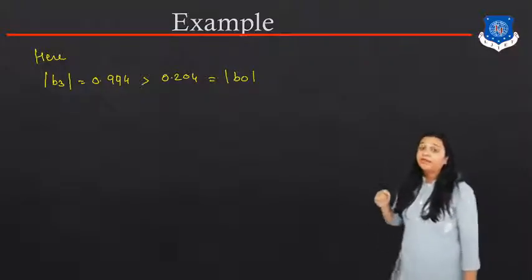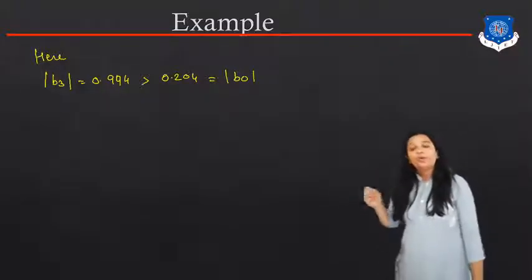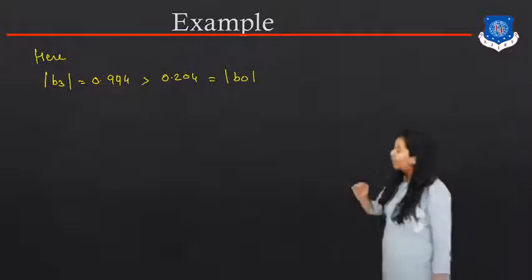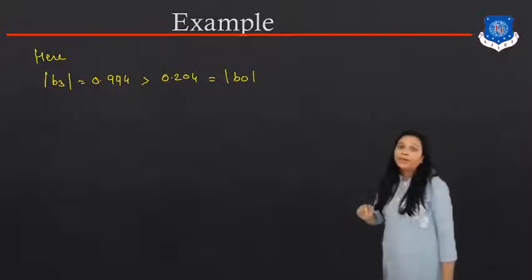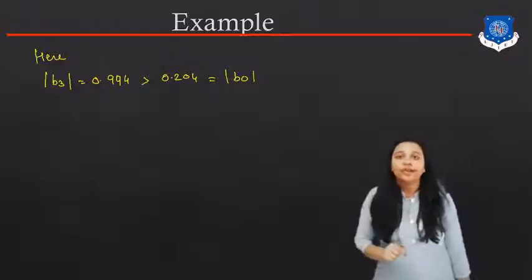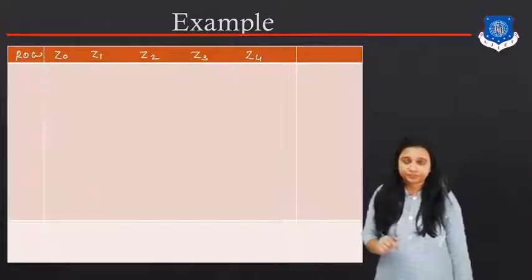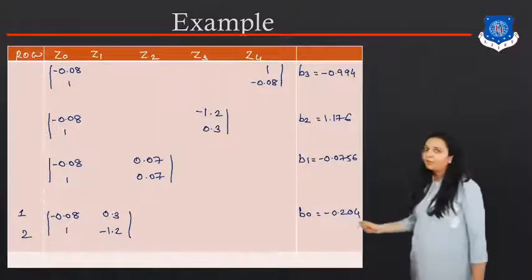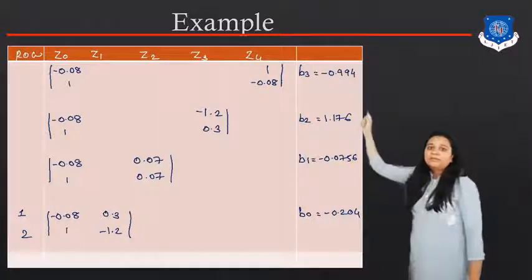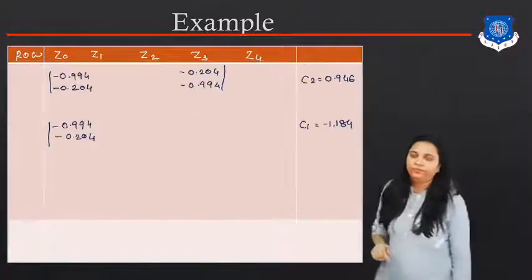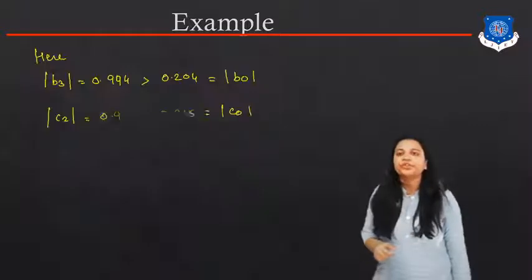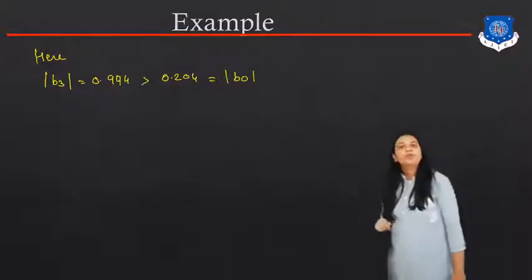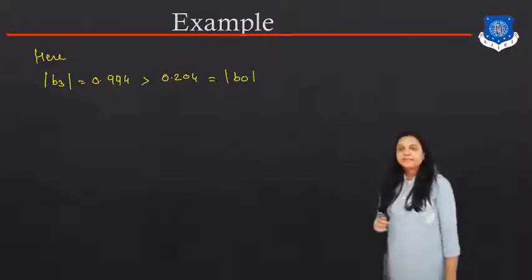Now the next step is we have to check the condition for the stability. So we have to check whether mod of B3 is greater than mod of B0 or not. So what is the value of B3? It is minus 0.994. And what is the value of B0? That is taken from here, B0 is minus 0.204. So here you can see that 0.994 is greater than 0.204. So this condition is satisfied.